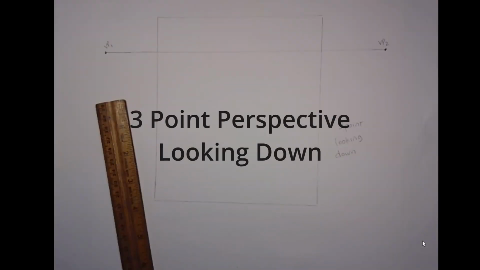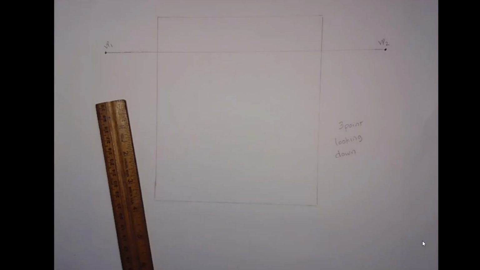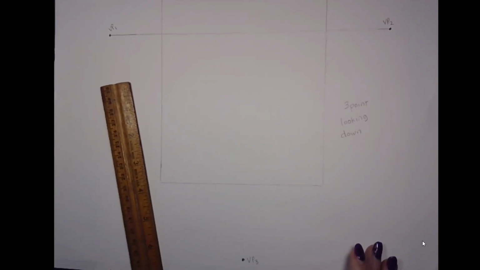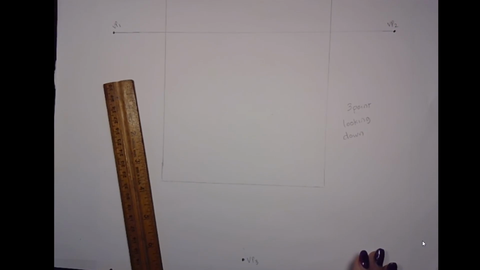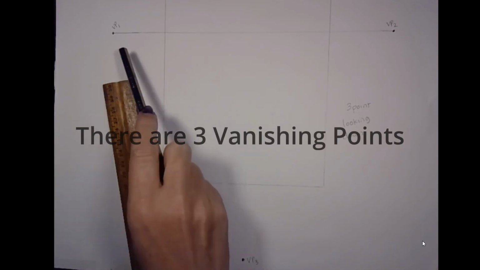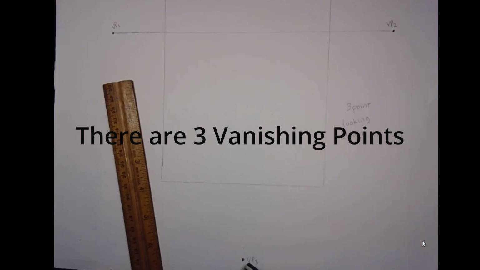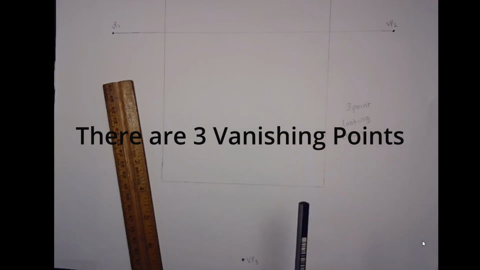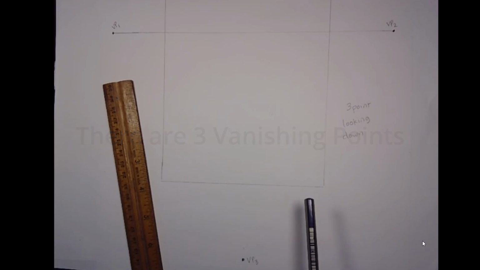Okay, so now in this exercise, we're going to do 3-point looking down. So I did the same thing. This would be a representation of the piece of paper. This would be vanishing point 1, vanishing point 2, vanishing point 3. This is the horizon line. The vanishing points are always on the horizon line, which is your eye level.